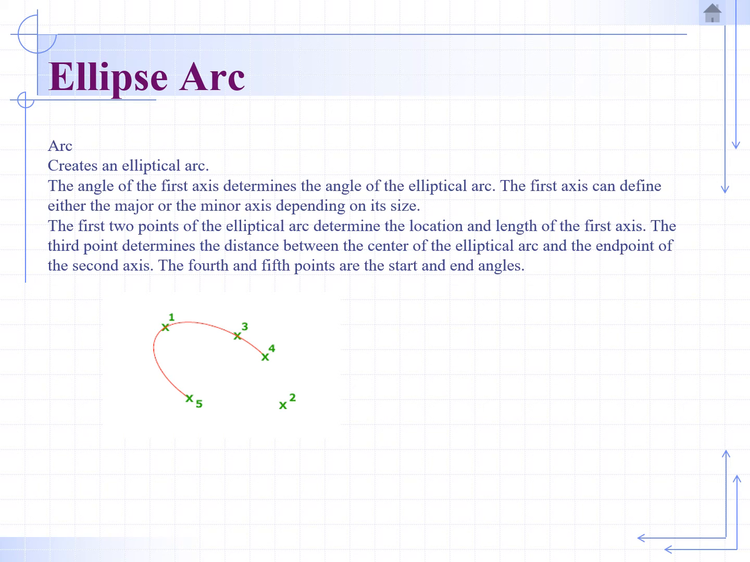Ellipse arc. So this creates an elliptical arc. The angle of the first axis determines the angle of the elliptical arc. The first axis can define either the major or the minor axis depending on its size. The first 2 points of the elliptical arc determine the location and length of the first axis. The third point determines the distance between the center of the elliptical arc and the end point of the second axis. So, on this one would be your minor axis. And then the fourth and fifth points would be your start and end angles.